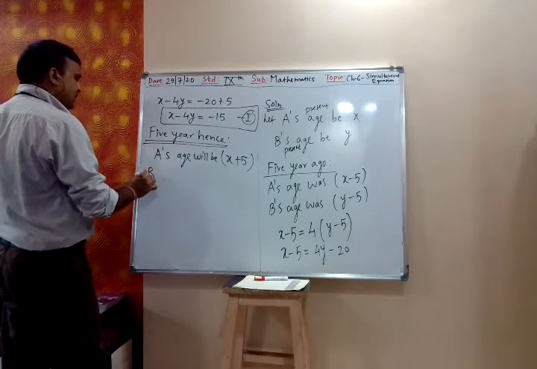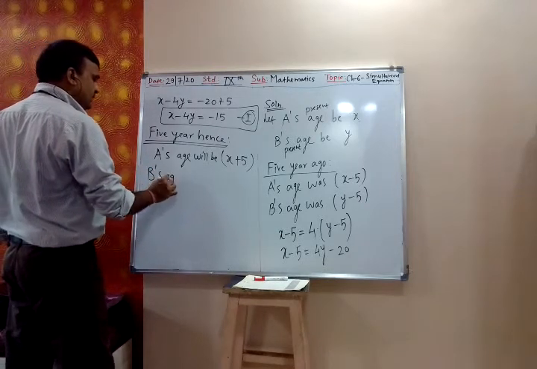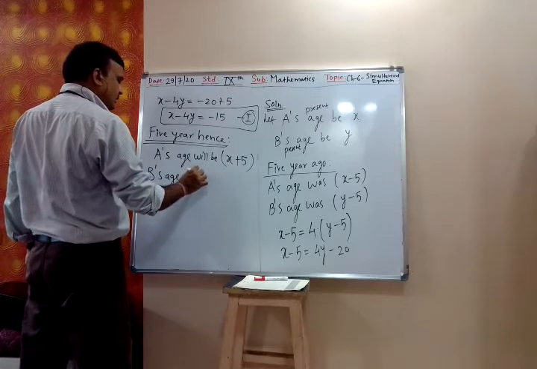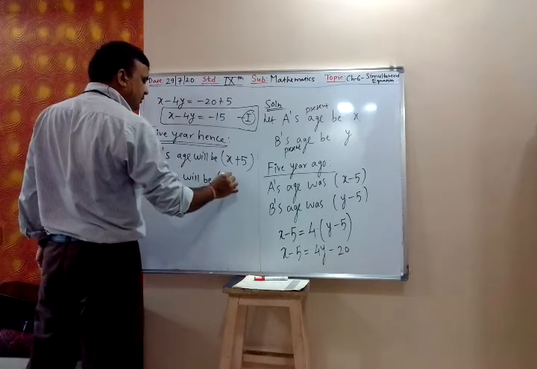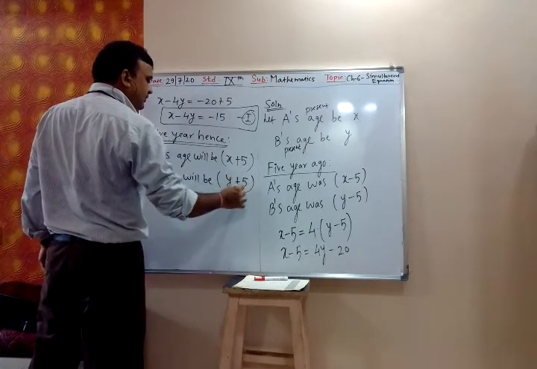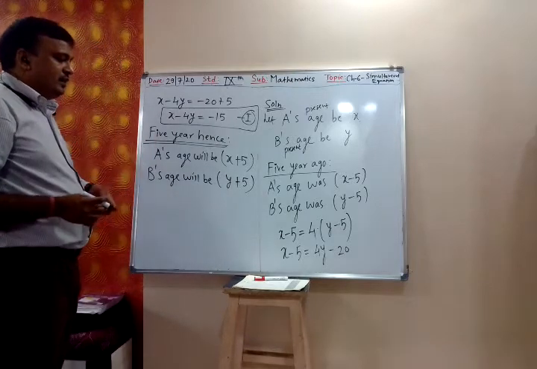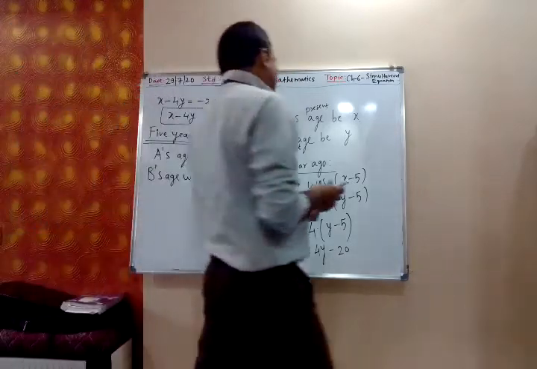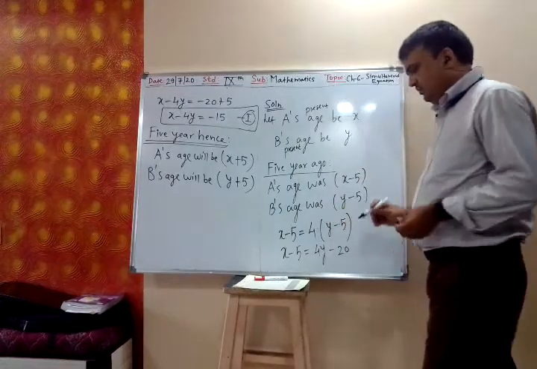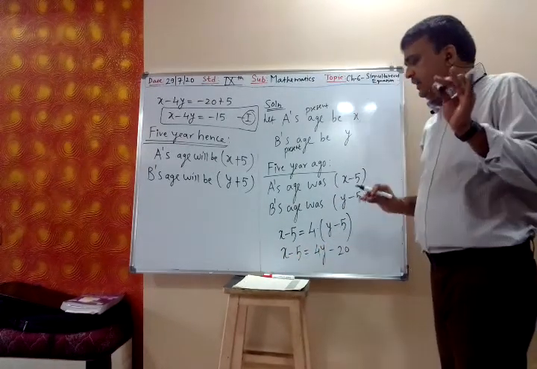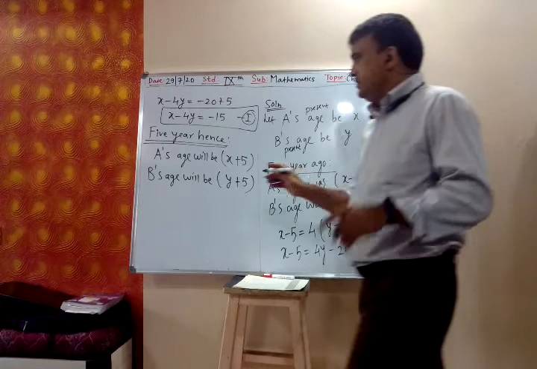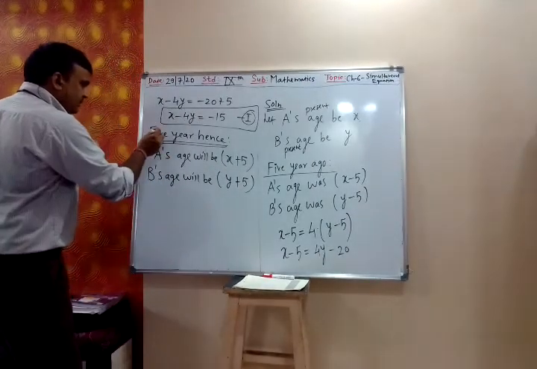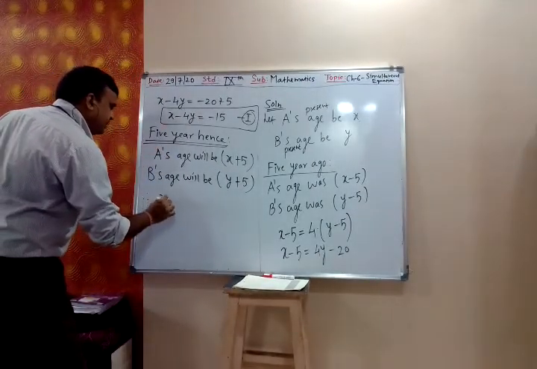And B's age will be y plus 5. To the present age of B we add 5. Now what is the condition given? 5 years hence, A's age. What is A's age 5 years hence? x plus 5.